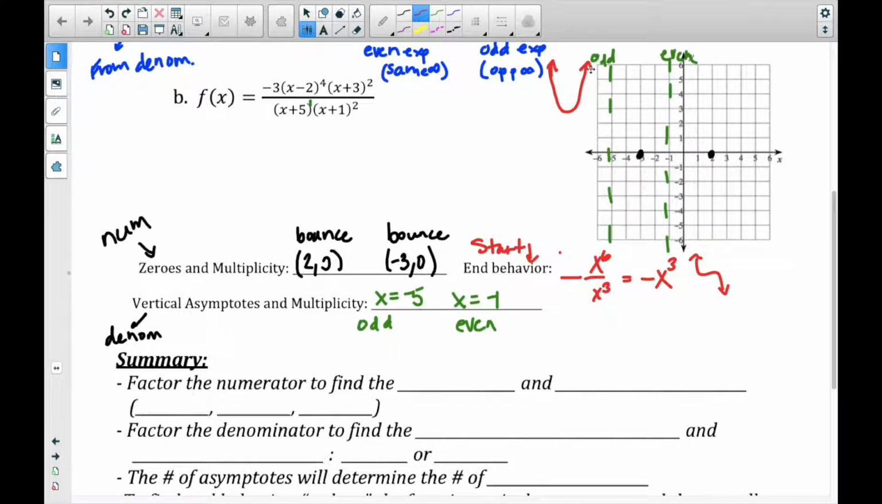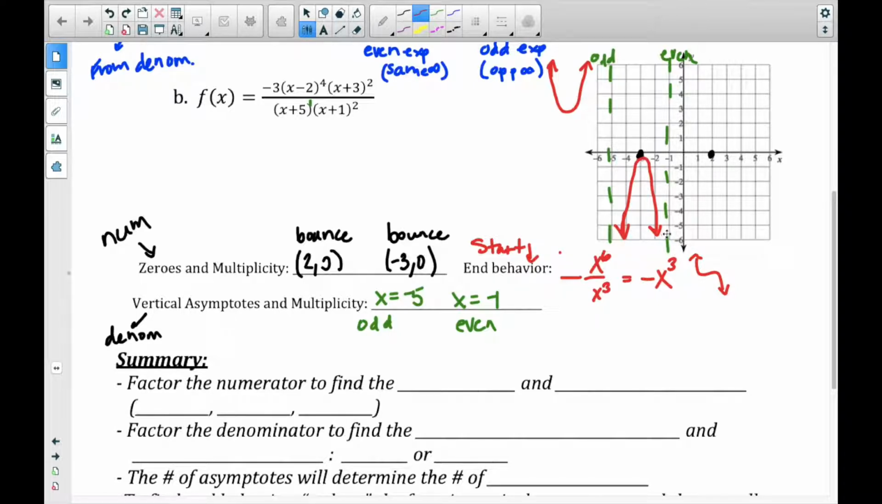Once it hits the asymptote, I have to figure out how do I jump over. Well, it's an odd asymptote, so I have to go to the opposite side of infinity. So if I'm at the top, I have to go to the bottom. If I was at the bottom, I'd have to go to the top. It's just opposite. Okay, so now I'm down here at the bottom. I am going to go towards my x-intercept. I have one this time, that's good. And it tells me I need to bounce. So I'm going to come up here and I'm going to bounce off and I'm going to head towards the other asymptote.